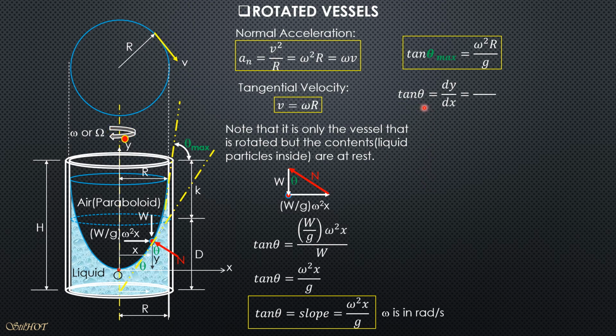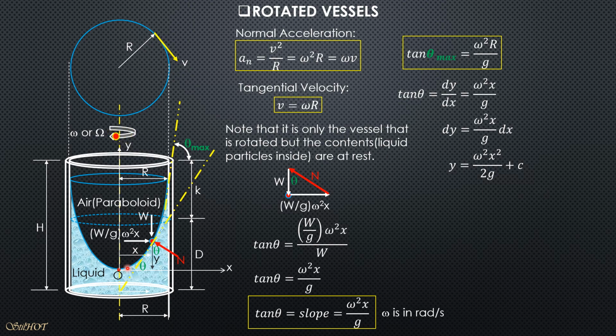Since tangent theta from calculus is also the slope, dy dx, and it is equal to omega square x over g from this slope here, dy equals omega square x over g times dx. So integrating this, omega square over g is constant. So we have omega square x square over 2g plus a constant of integration. We will call that small c.